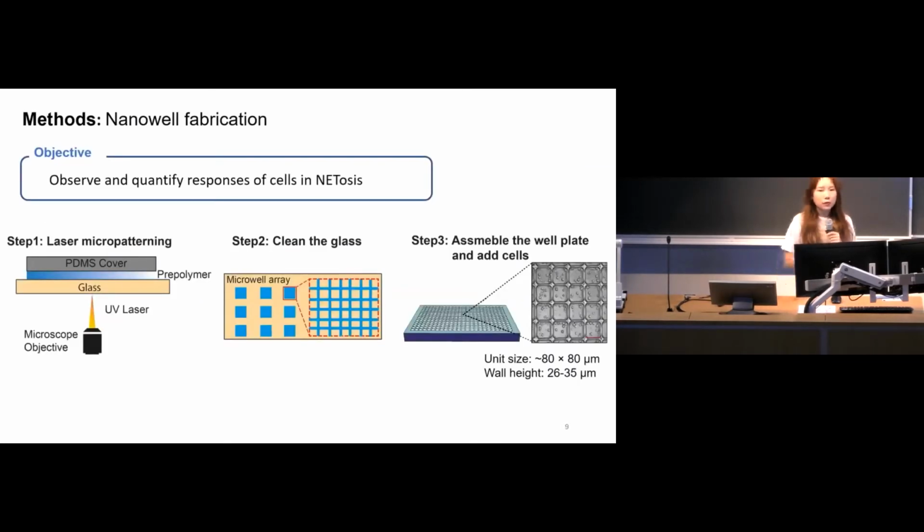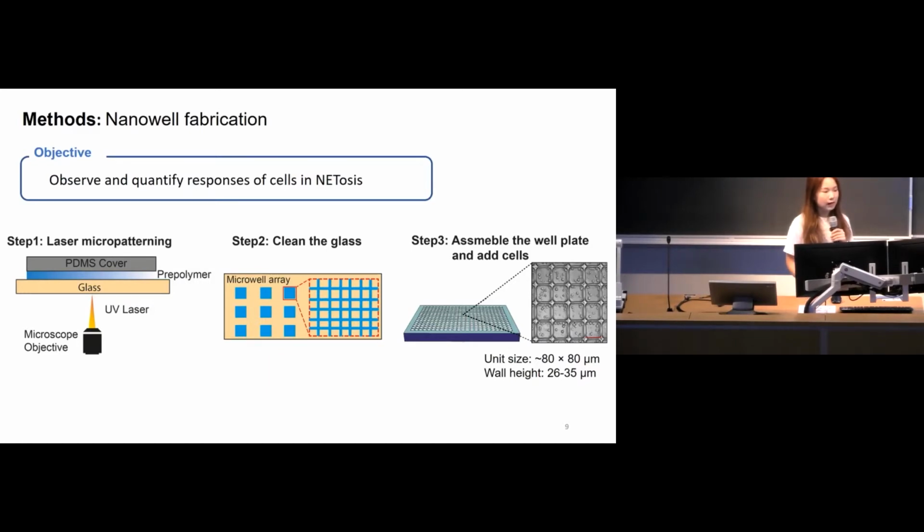Since the neutrophils could migrate around, it would be hard to track their responses over time. So here we use nanowells to isolate them inside the nanowell unit. We use the PAC-DA 250 hydrogels and a UV laser patterning system for the fabrication of nanowells.